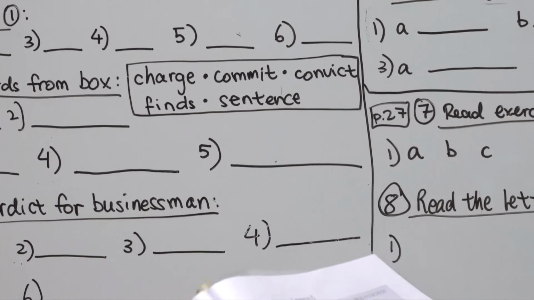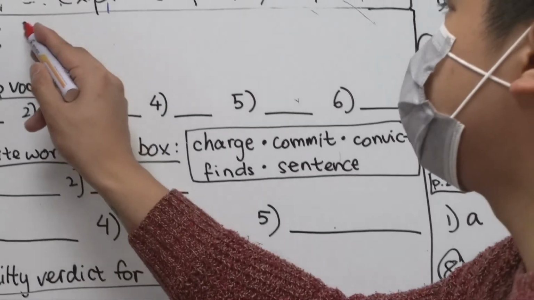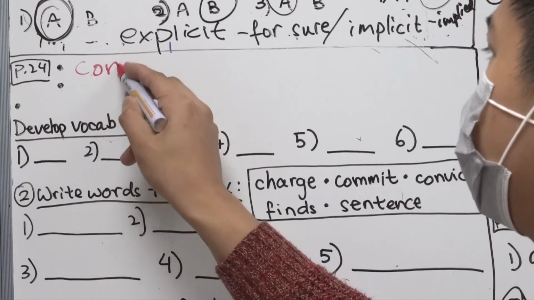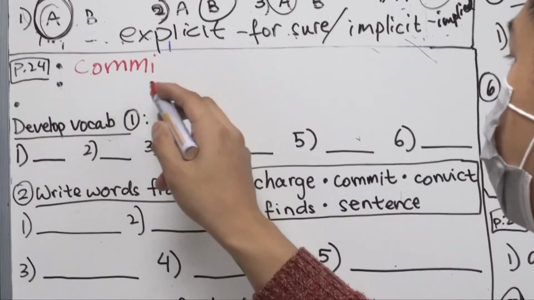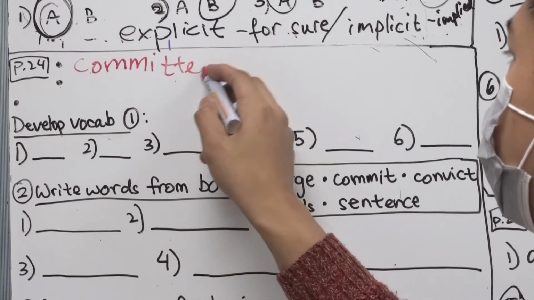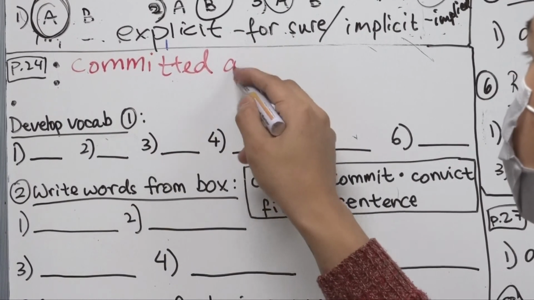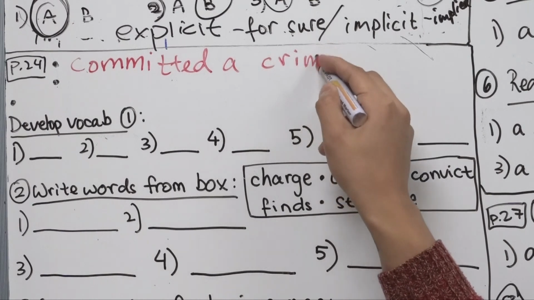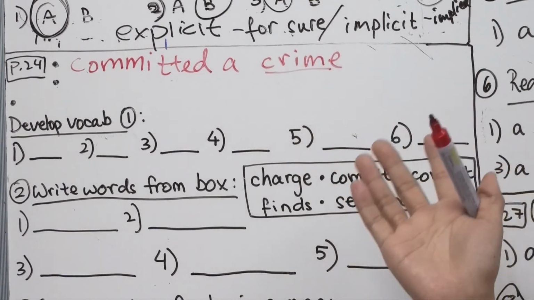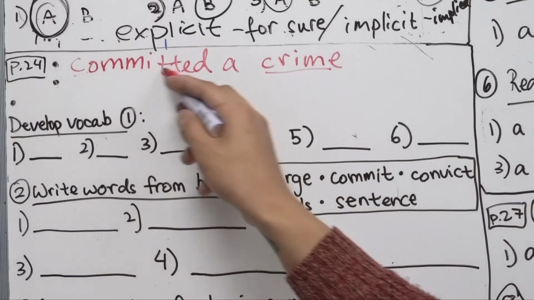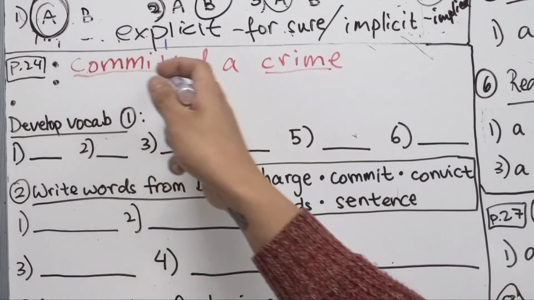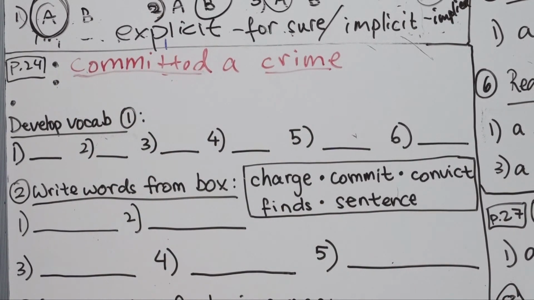Alright, so maybe we can say he's committed, right? C-O-M-M-I-T. Committed a crime. Crime, we know that means something against the law. Committed means to do, to do and push forward with it. So to commit means you are really going to do something, right? He committed a crime, okay?